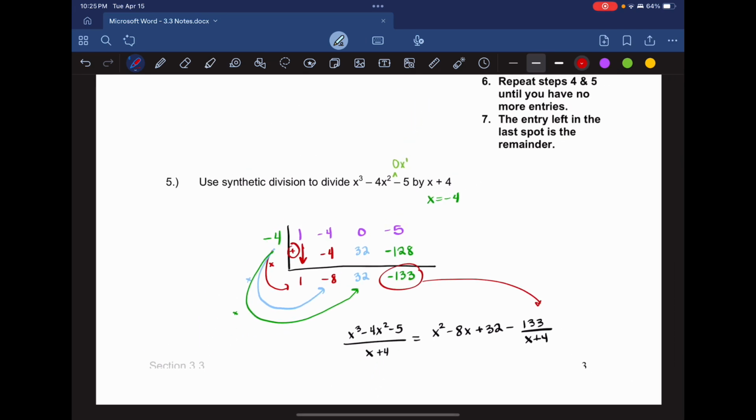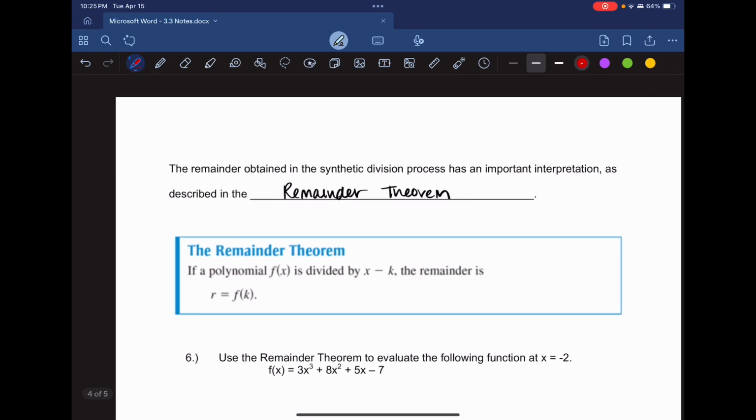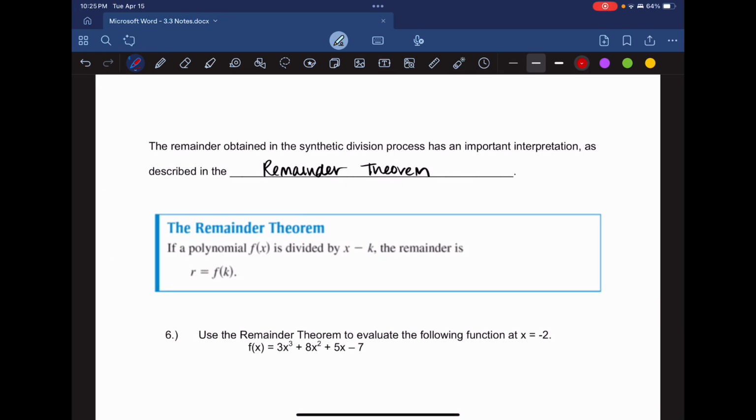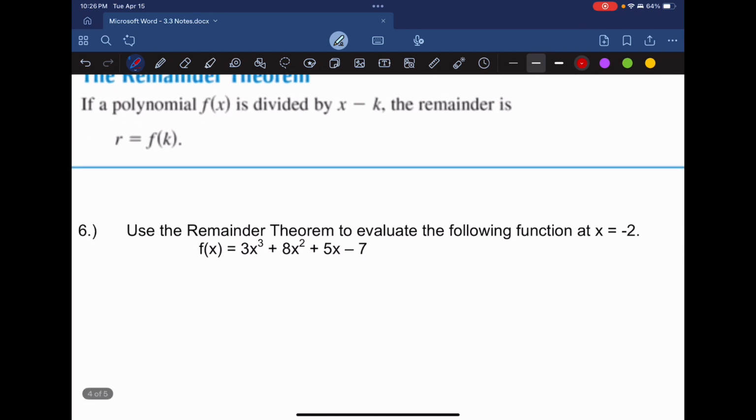All right. Now let's get into some theorems here. So the remainder theorem. All it says is, I'm reading this right here: if a polynomial f of x is divided by x minus k, the remainder is r equals f of k. Now let's see what that actually means. It's kind of cool. We can use synthetic division to find the values of points, to find an x and y. So let's just test it here.